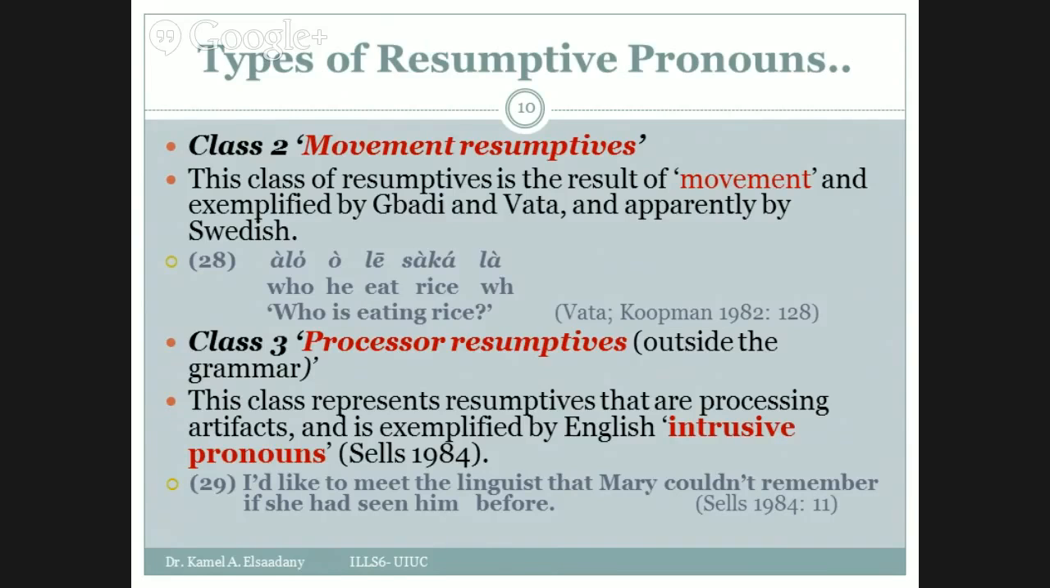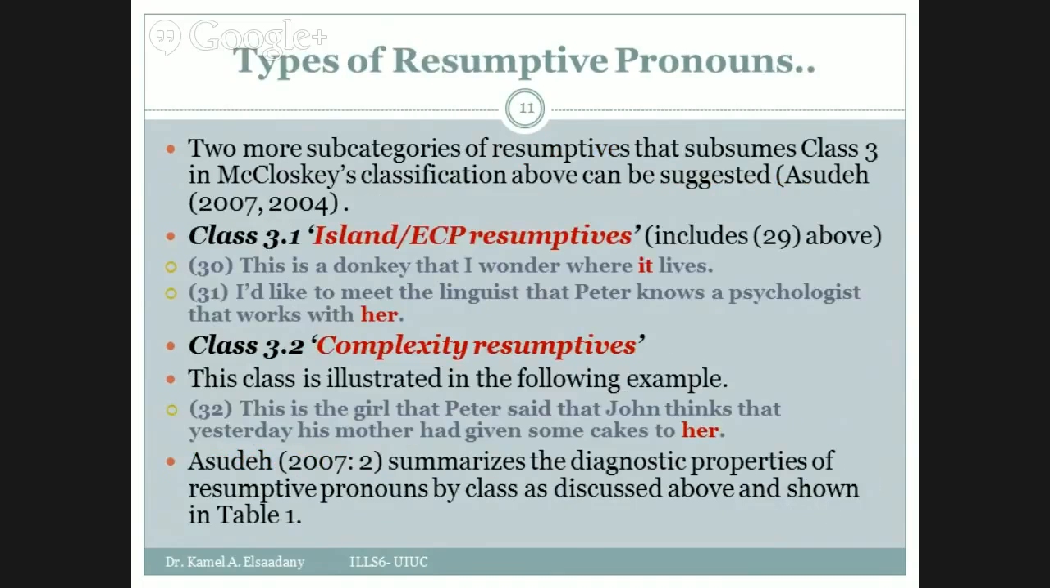The third class is processor resumptives, and this is outside the realm of grammar. The closest thing to this, I think, is what Sells called intrusive pronouns, which are not actually grammatical. So we're not going to pay a lot of attention to this particular category. From these three major categories, particularly the last one, we can have subcategories for the resumptive pronouns.